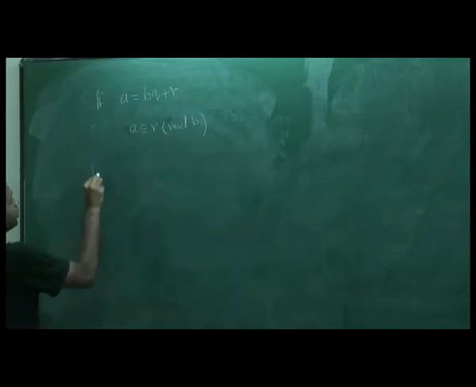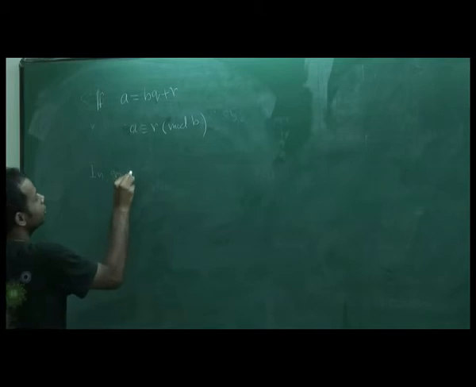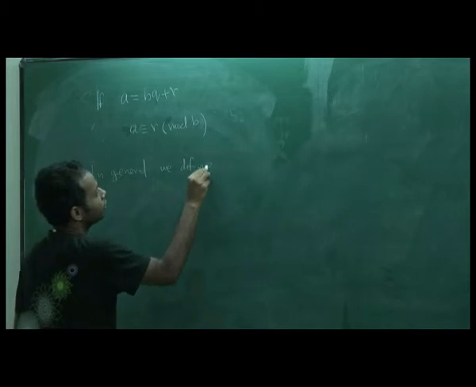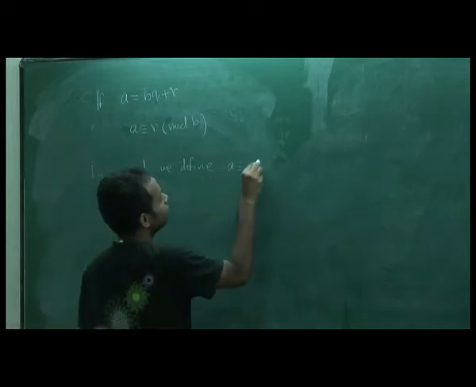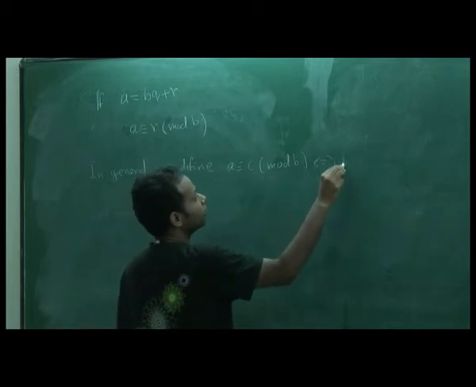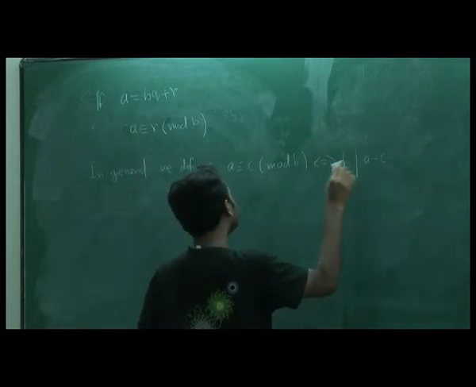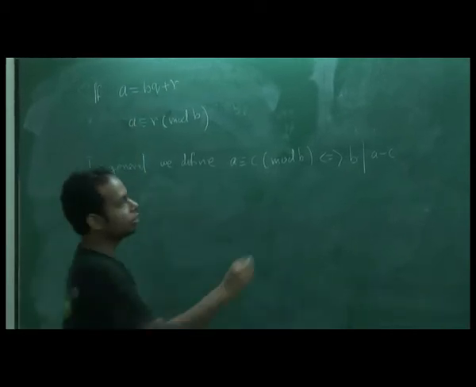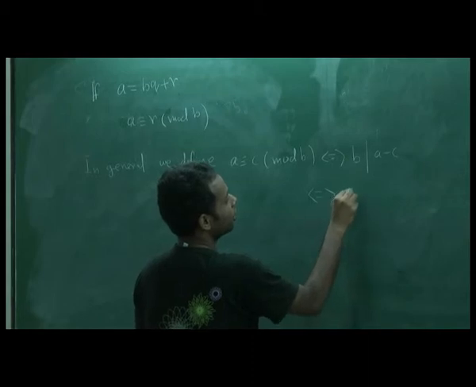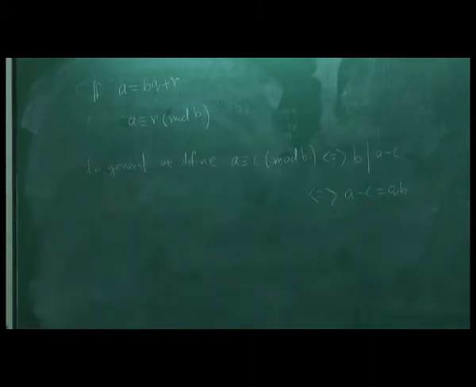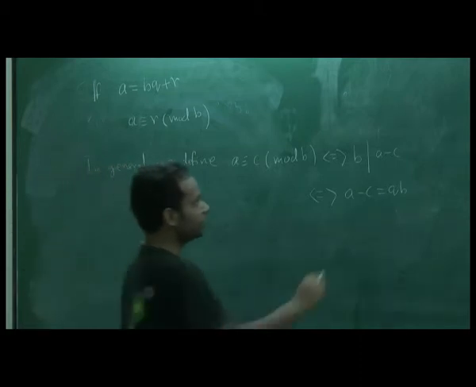In general, we define a congruent to c mod b if and only if b divides a minus c, which is exactly the same as this equation: if and only if a minus c equals some qb, or a equals c plus qb. Okay, so this is how we define this.